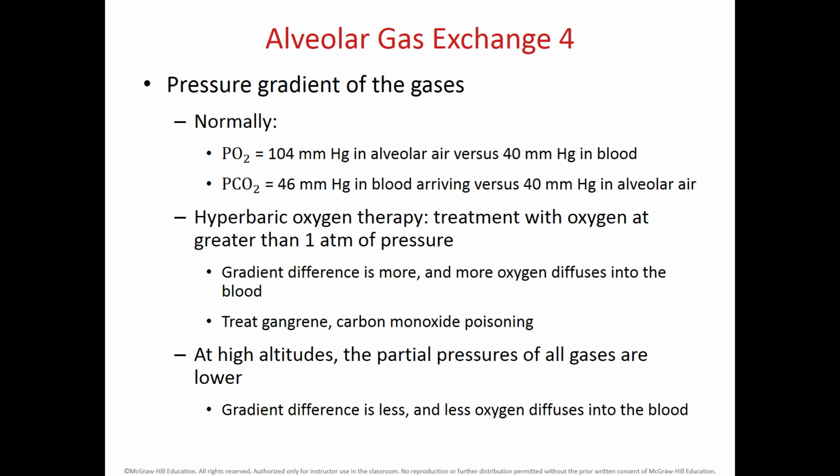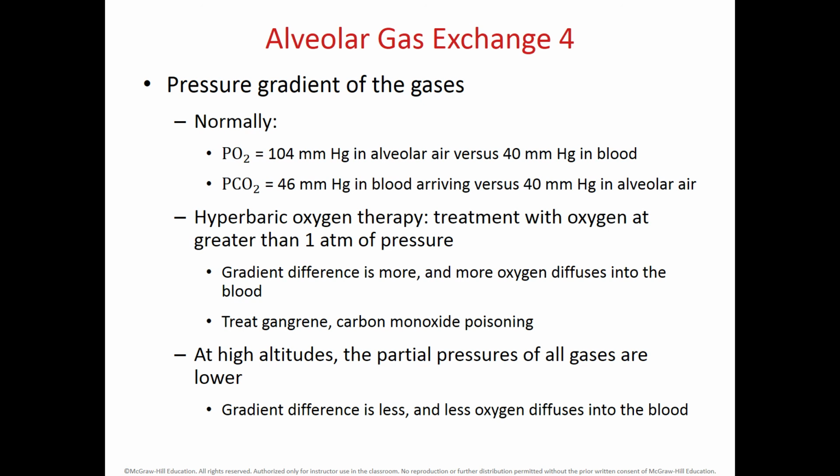Now, this principle is used to give oxygen therapy in hyperbaric chambers. These hyperbaric chambers will have oxygen at a pressure greater than 1 atmosphere. And just because of that, you will have oxygen diffusing more into the blood. This hyperbaric oxygen therapy can be used to treat gangrene or carbon monoxide poisoning.